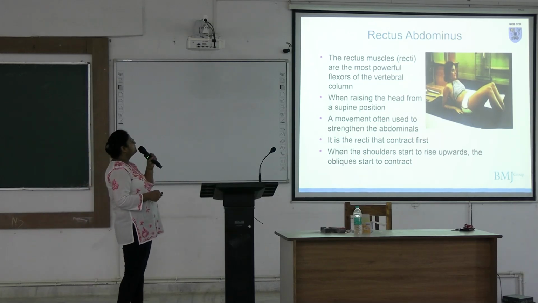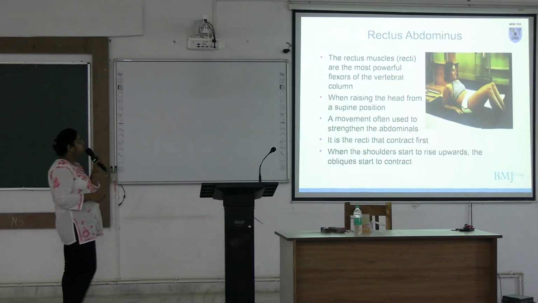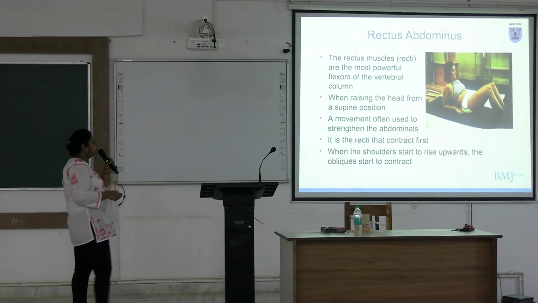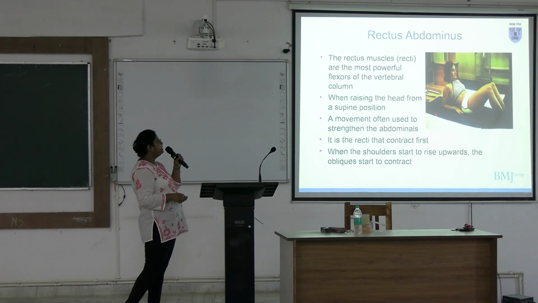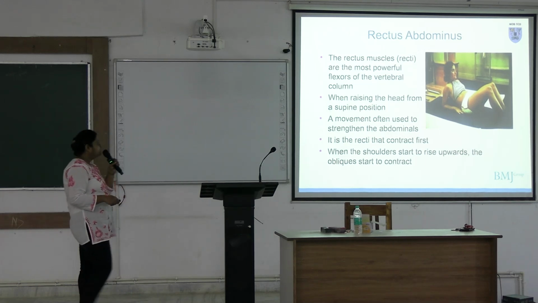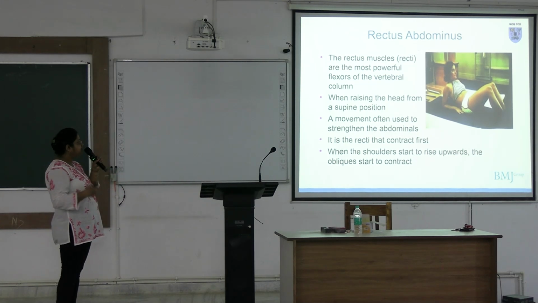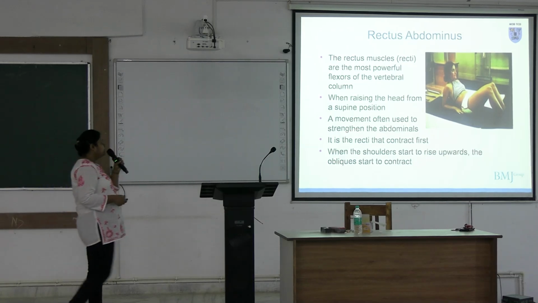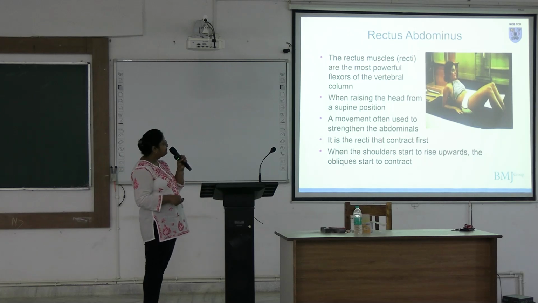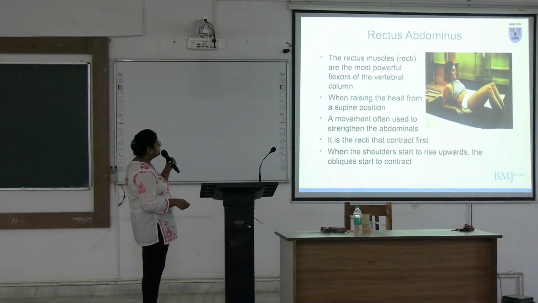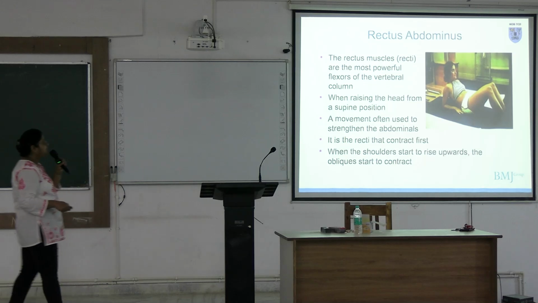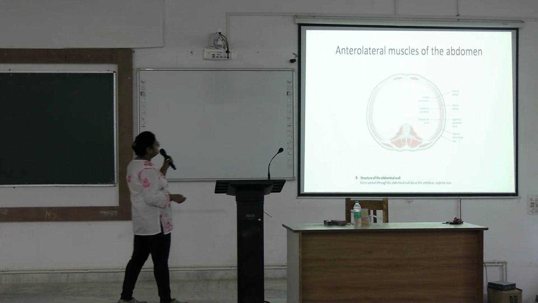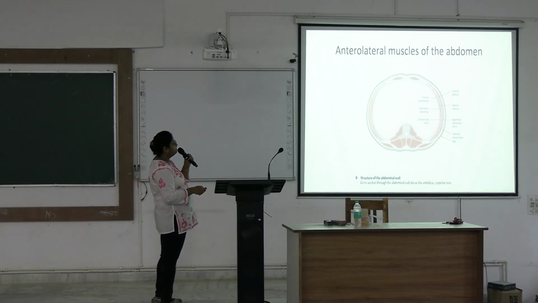The rectus muscles, or recti, are the most powerful flexors of the vertebral column when raising the head from a supine position, a movement often used to strengthen the rectus abdominis muscle. It is the recti that contract first during this movement, and when the shoulders start to rise upward, the obliques start to contract.